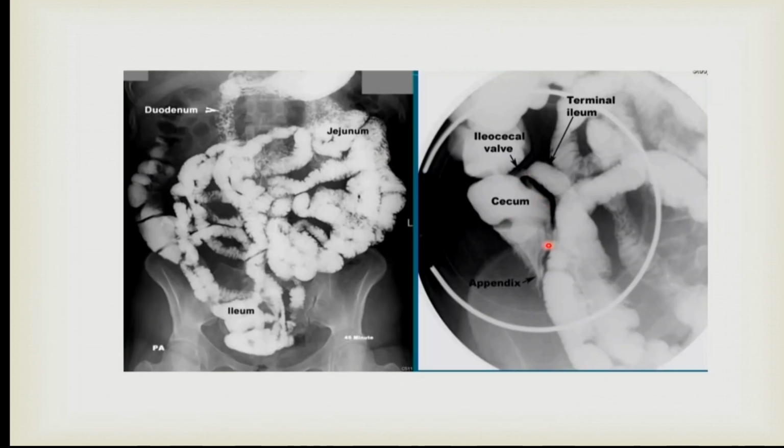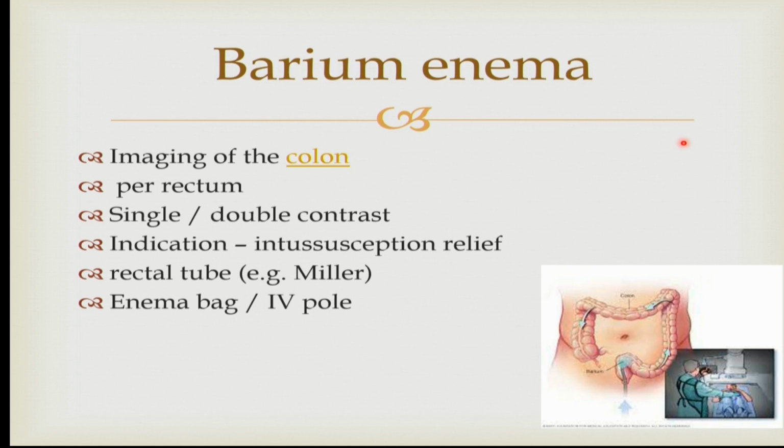And these are the spot compression images we may require to visualize the IC junction. This was very important when we had too many patients of intestinal tuberculosis. This was the one film that was required to demonstrate or rule it out. So coming to barium enema, it is imaging of the colon. We inject the contrast per rectum and follow it till again the IC junction. As I said, the only indication nowadays is clinically stable patients with intussusception.